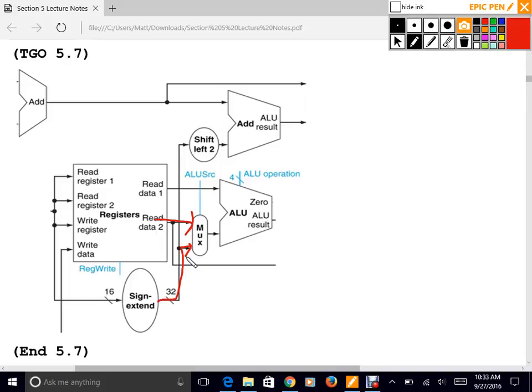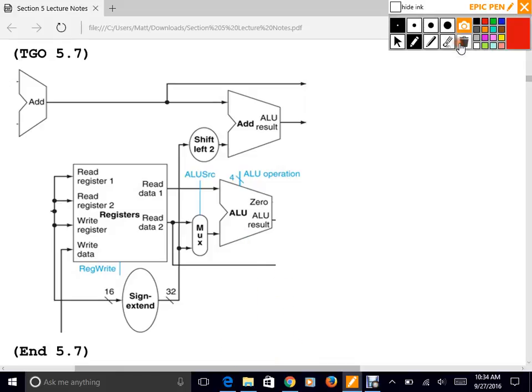This is ALU source, and here, though you can draw this fine, it's just a 4, and it says ALU operation. For the TGO, it's acceptable to just draw this as a 4 because when we get to the final data path, that's going to be done by the ALU control, right? Does that make sense? You see how it's starting to fit together?